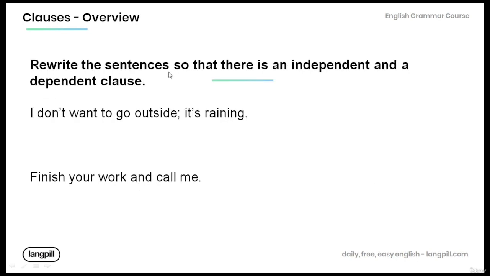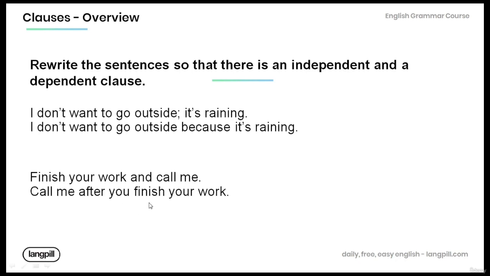Now rewrite the sentences below so that there is an independent and a dependent clause. I don't want to go outside. It's raining. I don't want to go outside because it's raining. Finish your work and call me. Call me after you finish your work.